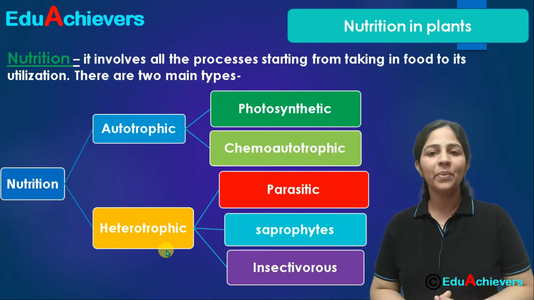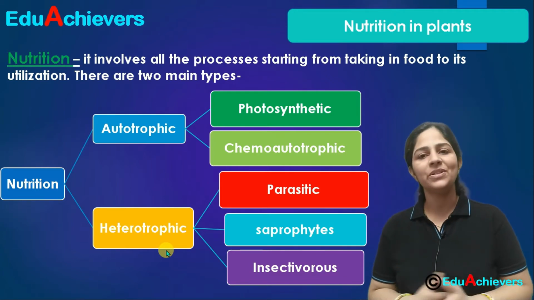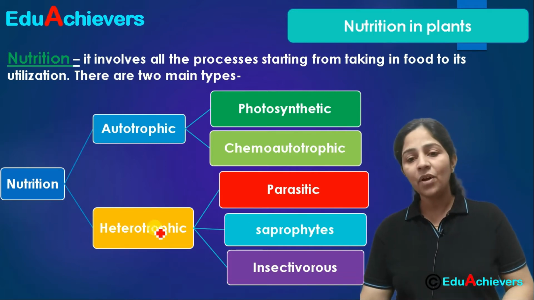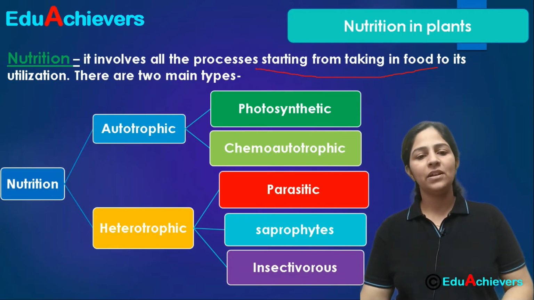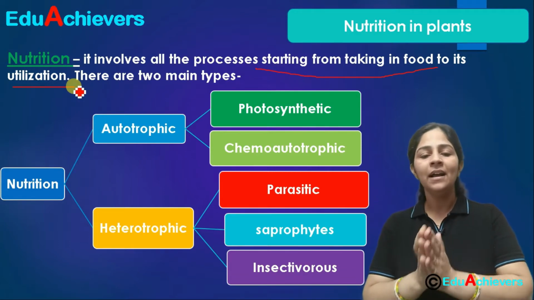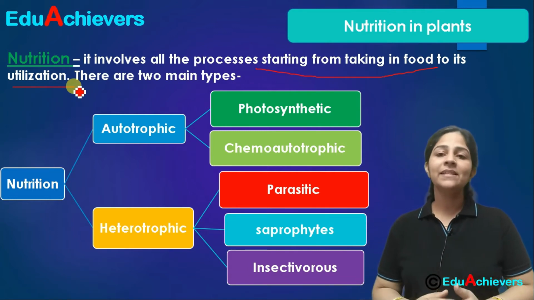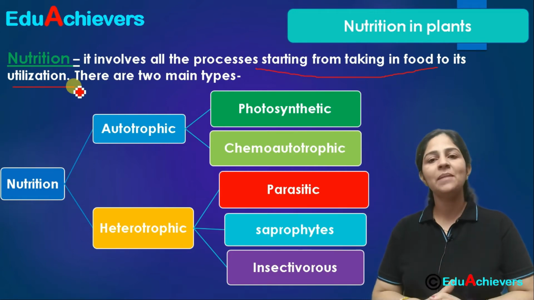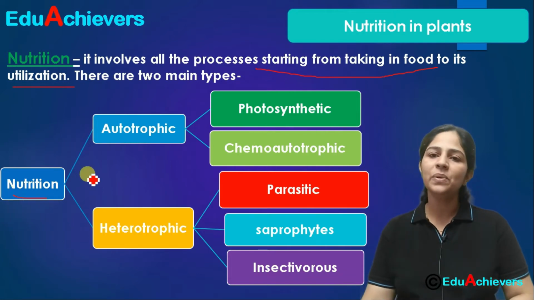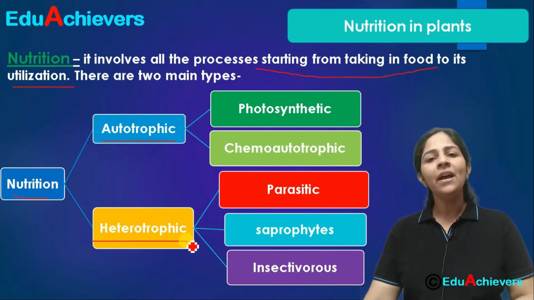Today we are discussing nutrition in more detail, more specifically nutrition in plants. So when we talk about nutrition, what is nutrition? Nutrition involves all the processes starting from taking in of food to its utilization. हम अपना खाने से लेकर हमारी बॉडी का उसके complete utilization करने तक का processes जो भी शामिल है वो सभी आते हैं nutrition के अंदर. As I said, today we are discussing nutrition in plants. In plants also there are two categories, autotrophic mode and heterotrophic mode.